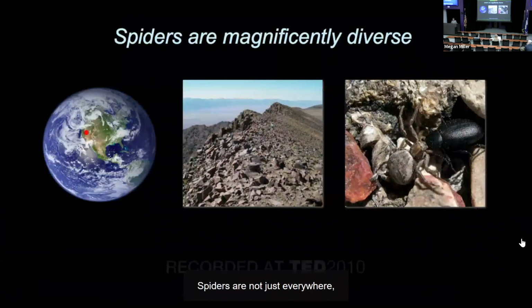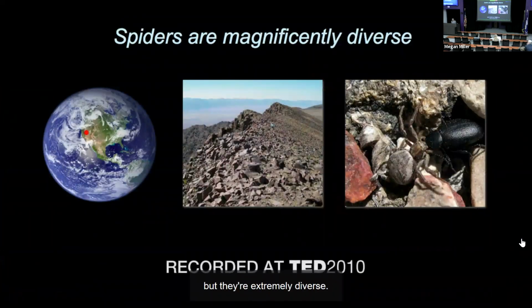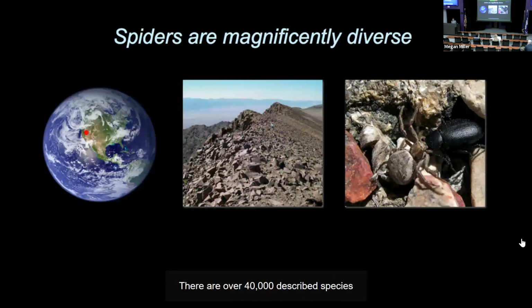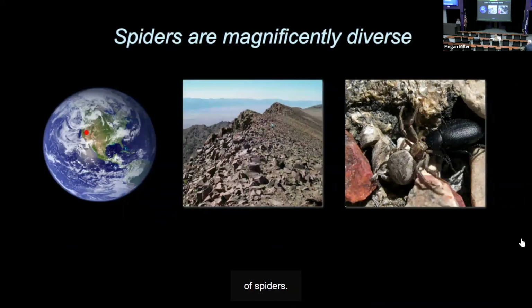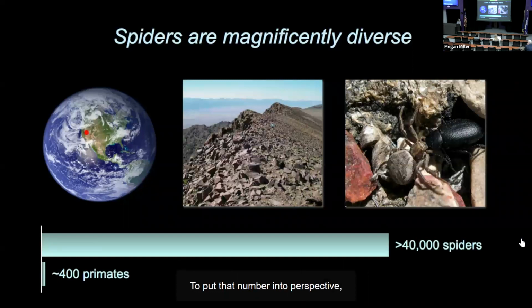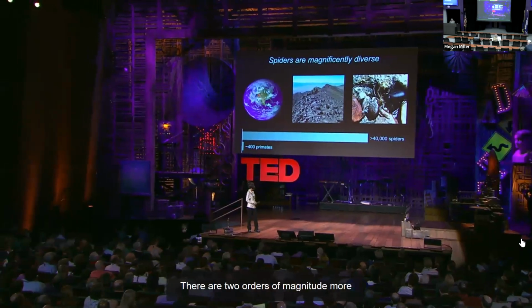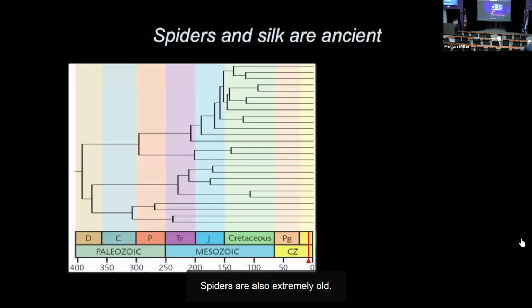Spiders are not just everywhere, but they're extremely diverse. There are over 40,000 described species of spiders. To put that number into perspective, here's a graph comparing the 40,000 species of spiders to the 400 species of primates. There are 2 orders of magnitude more spiders than primates.